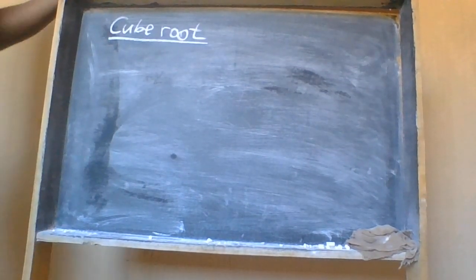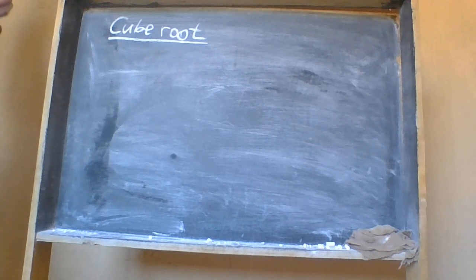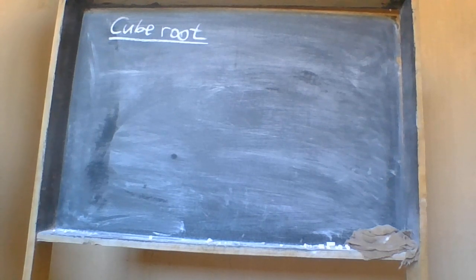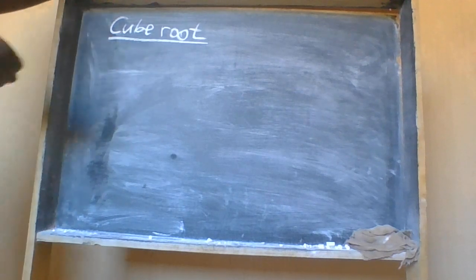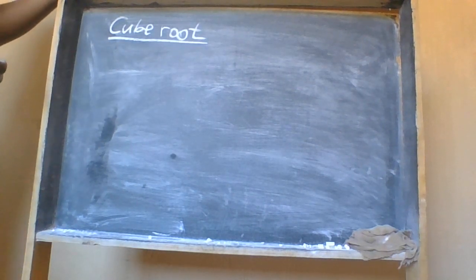Well, after having talked about the square root, now we have to look at the cube root. When we talk about the cube root, we are just talking about the number which is multiplied 3 times to get a certain number, the inverse of that root. Now what do I mean by that?